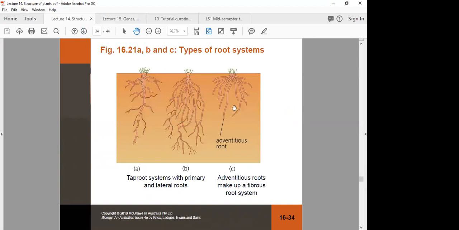In monocots, you tend to find this structure in the root system. These are called adventitious roots because rather than arising from a primary or taproot, they all arise from the very base of the stem. Hence the term adventitious roots, and they make up the typical fibrous root system that you'll see in monocots.